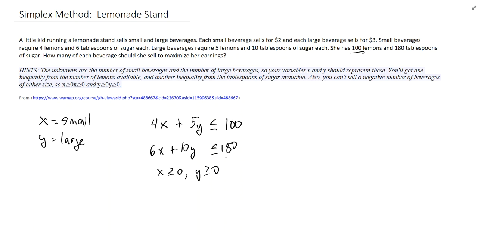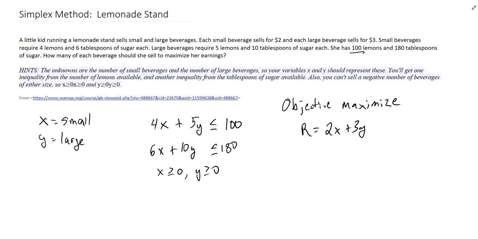It has to be positive. It could be 0. We don't have to make any, but it can't be negative. It has to be greater than or equal to 0. And the objective is to maximize our revenue, which would be maximize our earnings, maximize our revenue. We don't know anything about cost, so it's got to be 2x plus 3y equals r.